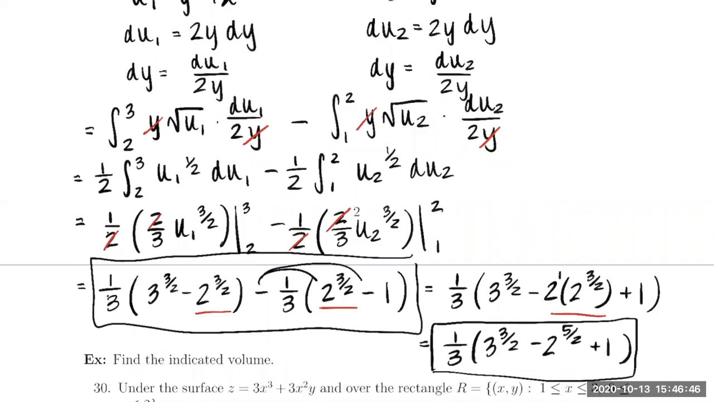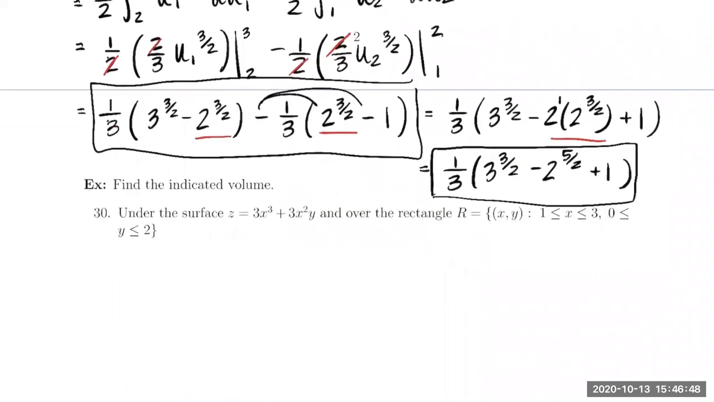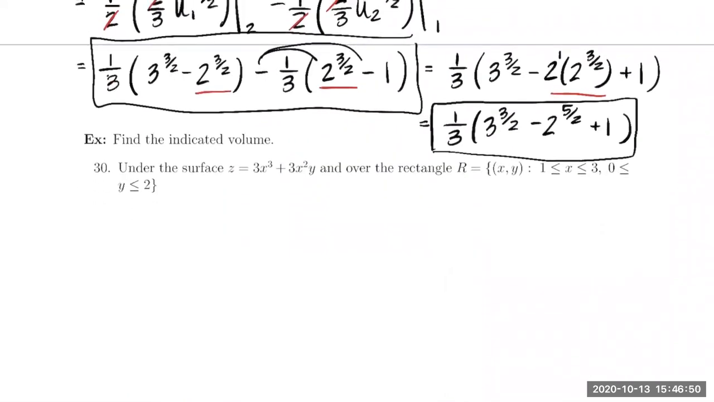All right, so we have one more example here, number 30. I want to find the indicated volume. So I want to find the volume under the surface z equals 3x cubed plus 3x squared y, over the rectangle where x is ranging from 1 to 3 and y is ranging from 0 to 2.